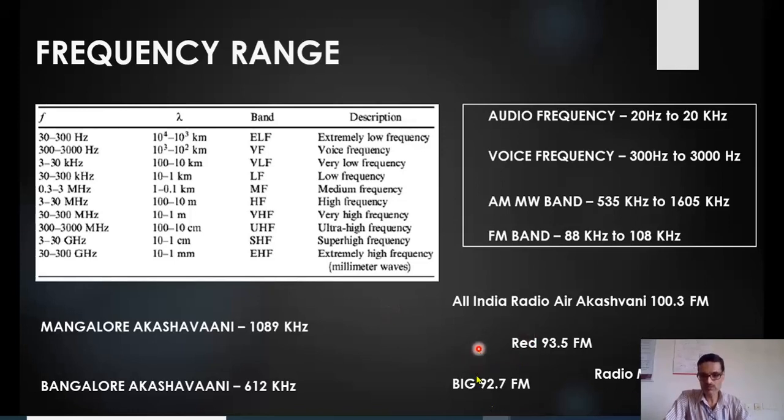Now we check an example of some of the FM stations. All India Radio, that is AIR Akashvani, has an FM station with a frequency of 100.3 megahertz. Here 100.3 is the frequency of the carrier. 93.5 FM, Red FM, or Big FM, 92.7 FM, or Radio Mirchi, the frequency of that is 98.3 megahertz. It is megahertz, not kilohertz. Make a correction.